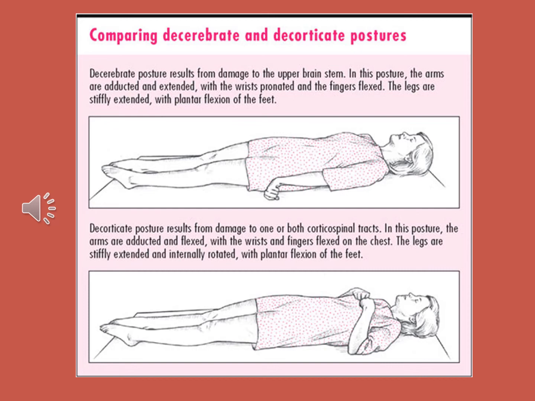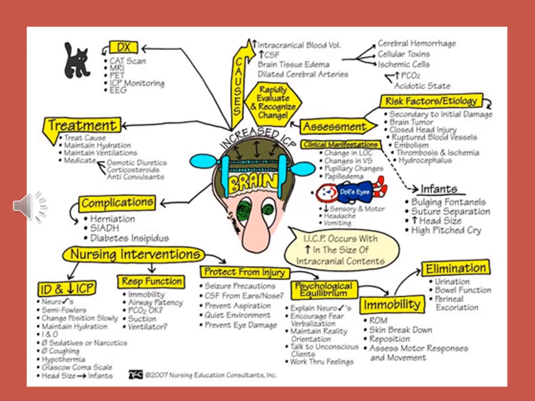An extension is the decerebrate, which often tells us there's a midbrain malfunction or it's not functioning properly. And you'll see that rigid extension with the abduction of the arms and pronation of the wrist with the fingers flexed. And the legs are extended with feet plantar flexion.